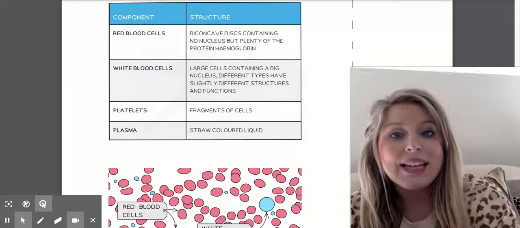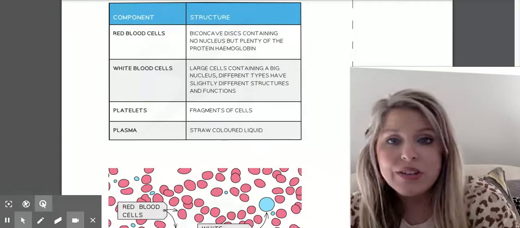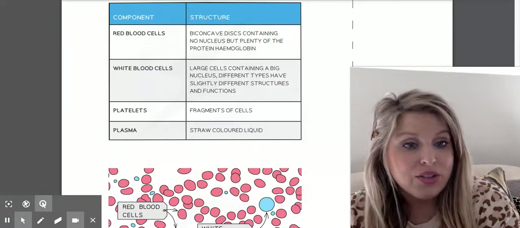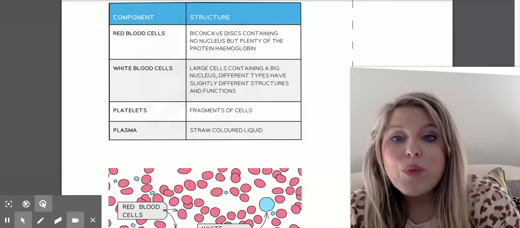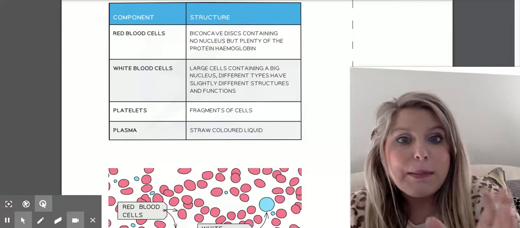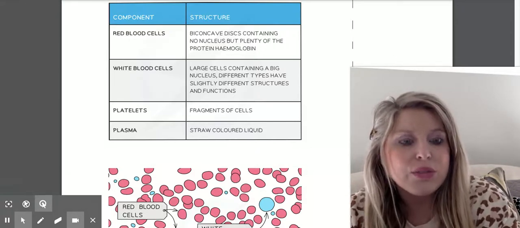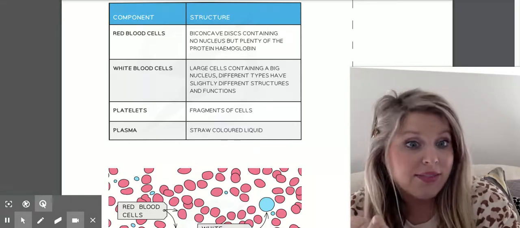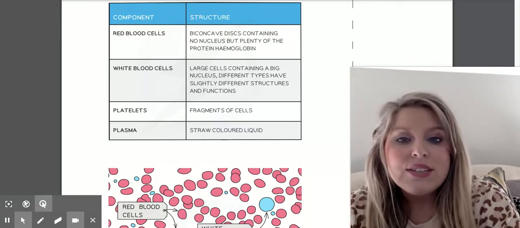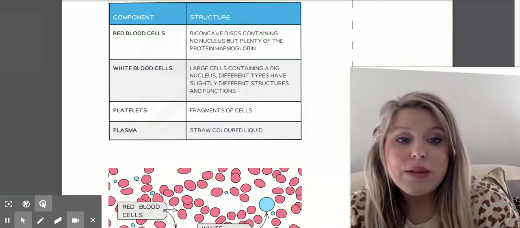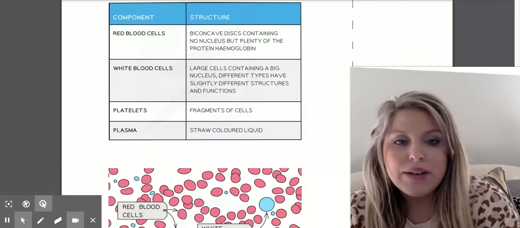It is a biconcave disc shape containing no nucleus, but plenty of the protein hemoglobin, which is what helps oxygen bind to it. White blood cells are large cells containing a big nucleus, and different types have slightly different structures and functions. We'll specifically look at the lymphocyte and the phagocyte. Platelets are very, very tiny fragments of cells, and these are going to be important for blood clotting, which we'll describe here in a few minutes.